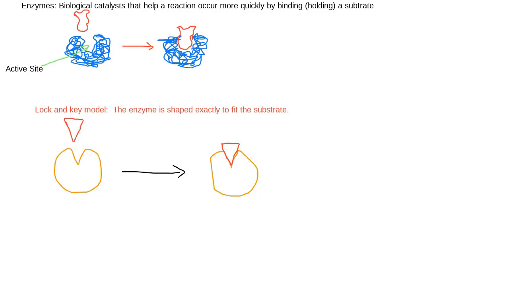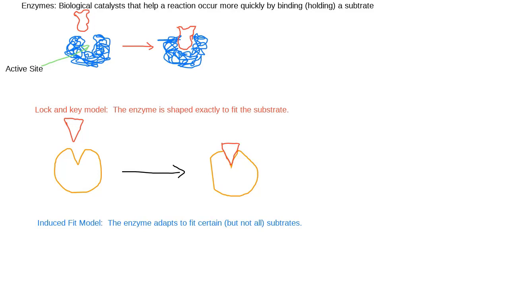In the induced fit model, basically, the enzyme adapts to fit certain, but not all, substrates. There are certain substrates that the enzyme is designed to fit. It will only arrange itself to fit those substrates. For example, that would be like in case it was something like this.